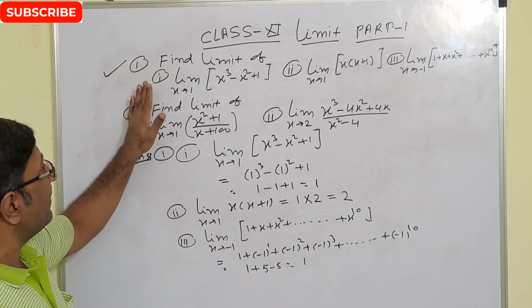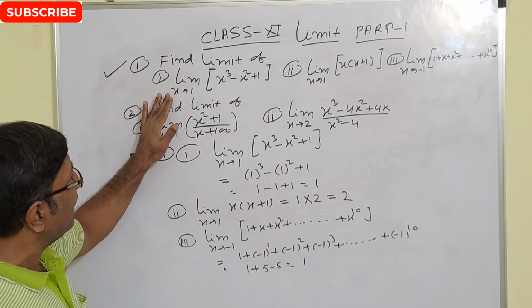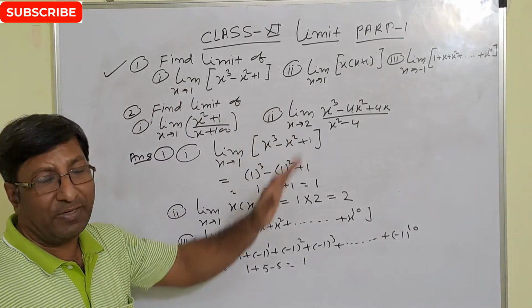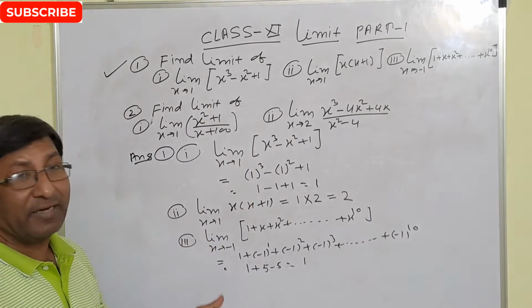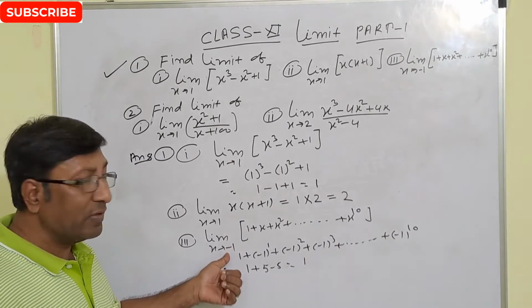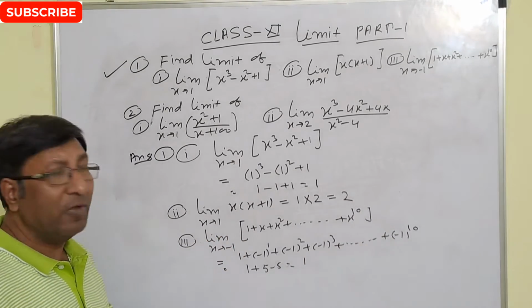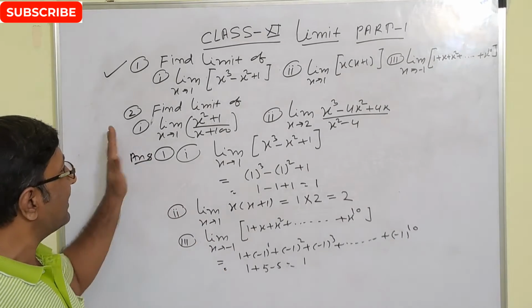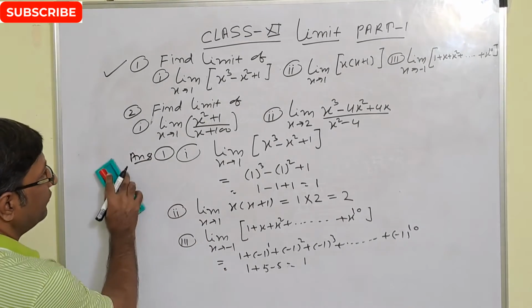So in the type number 1 question, we see that in every 3 questions, we are just putting the value of x tends to 1. So put x equal to 1. Here x tends to minus 1. So just put x equal to minus 1. Now see the type number 2 question.